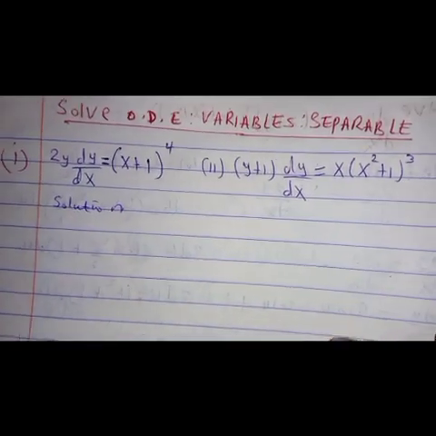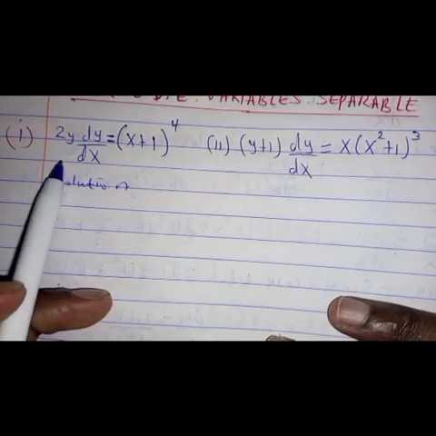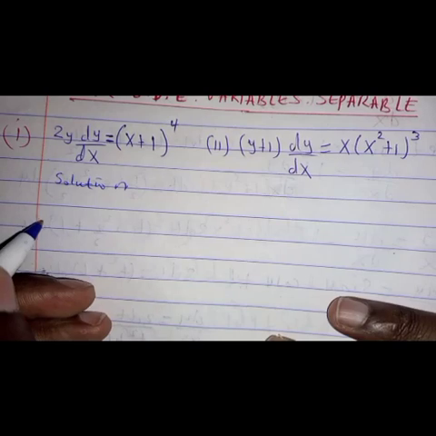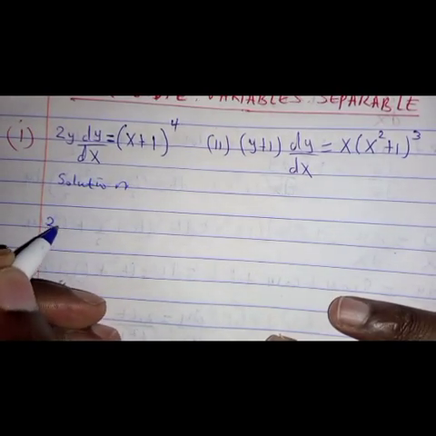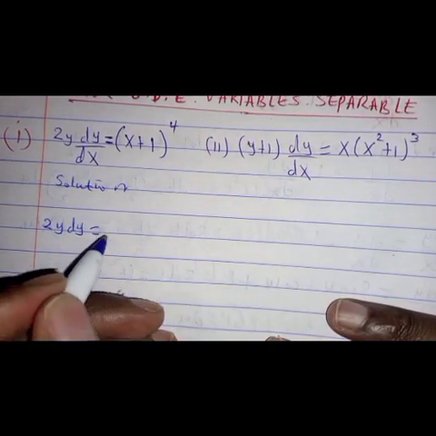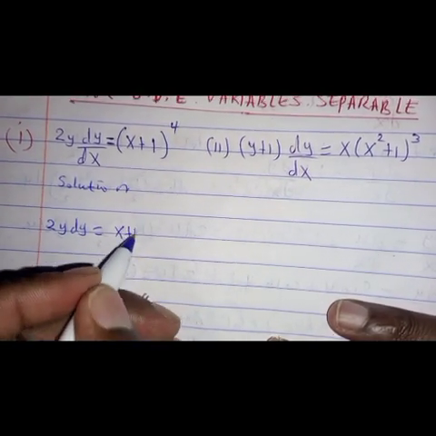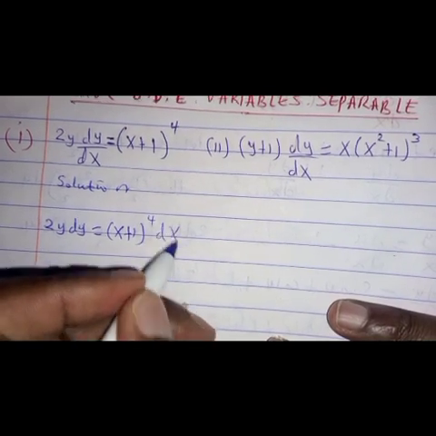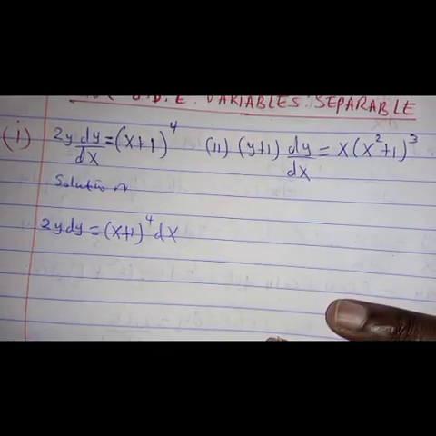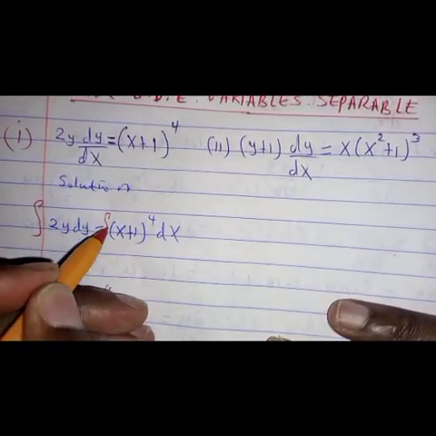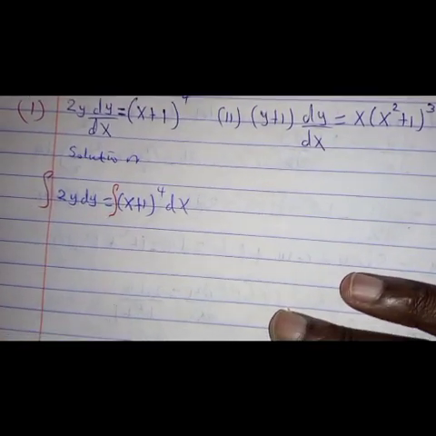So the first step we are going to have is to separate the variables. So you can multiply both sides by dx to be left with 2y dy is equal to (x + 1)^4 dx. Then at this level you have separated the variables, so we take the integral of both sides.